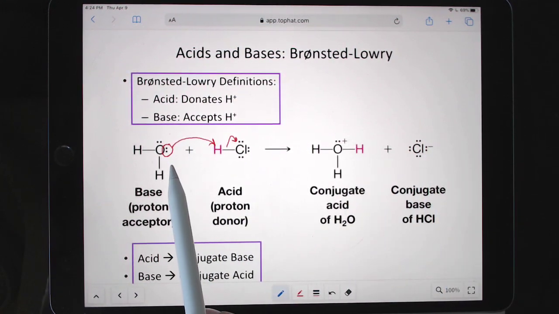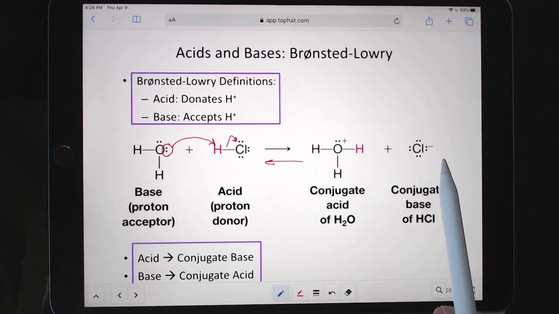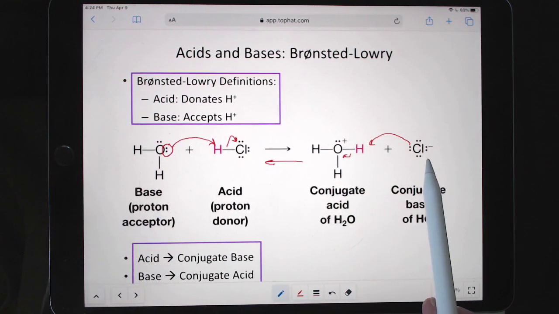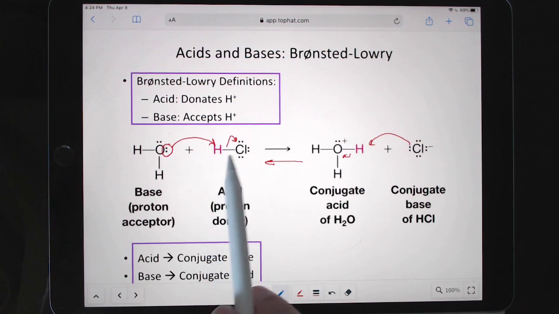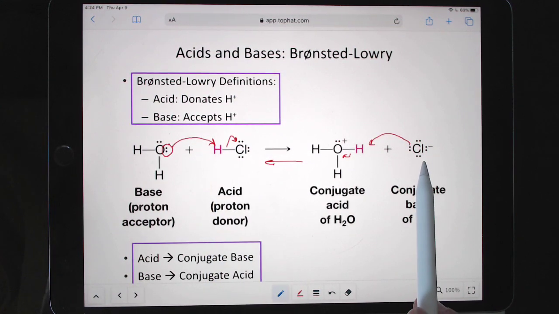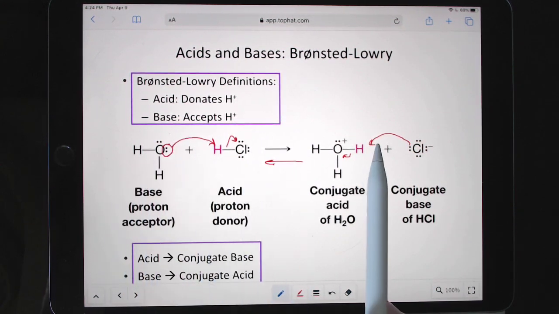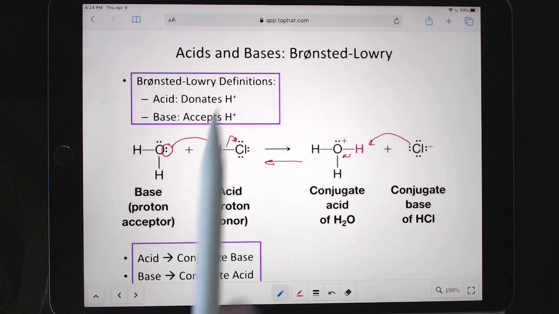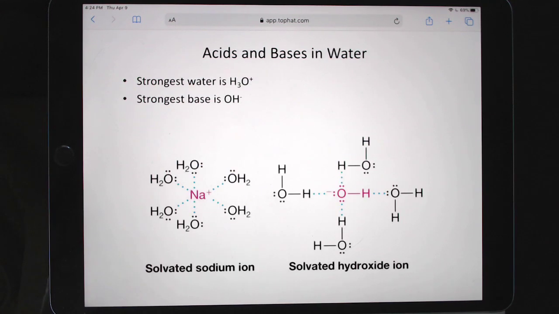Now, if you were to run the reaction in reverse, if you run it this way, now this is coming in and grabbing it, and so in this case, this is acting like a base, and then this is acting like the acid. So if you're an acid on this side, the corresponding product is going to be the conjugate base. If you're a base on this side, the corresponding molecule on the other side is going to be the conjugate acid. So know how to do that. It's kind of hard to wrap your brain around, but you've got to deal with it.